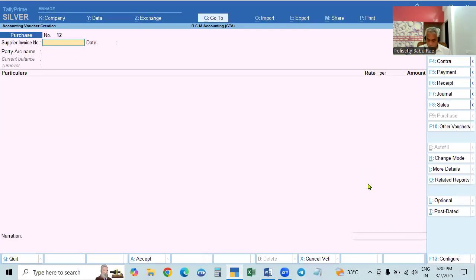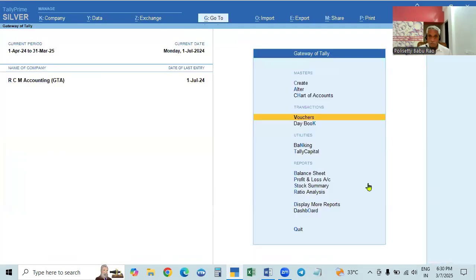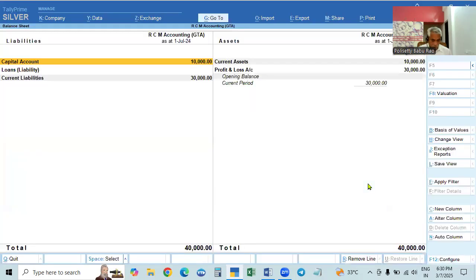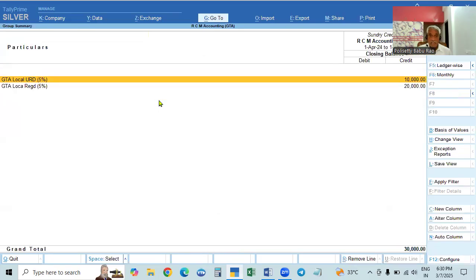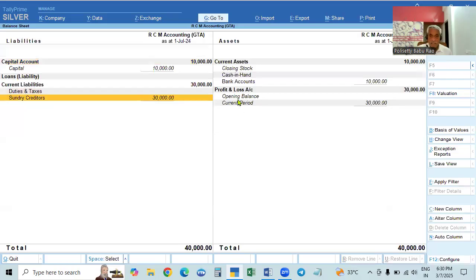Now again, if you go to the balance sheet, here also there is no GST, the ITC or anything is not available. But now the liability of the creditors will be two persons, one 10,000 plus 20,000, 30,000 rupees. They are the creditors, that is GTA creditors. And this is the current period loss because purchase is 30,000 and no income. There is a loss.